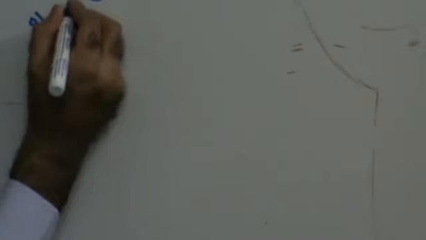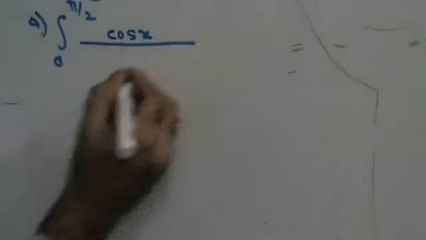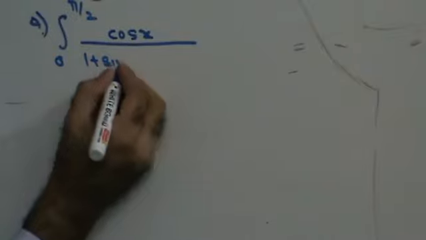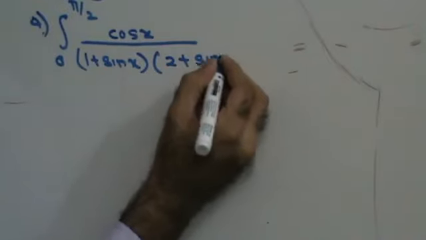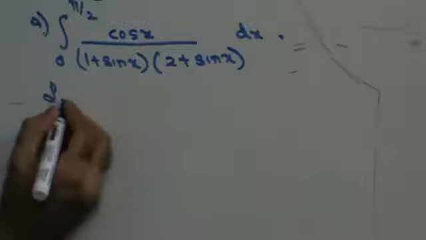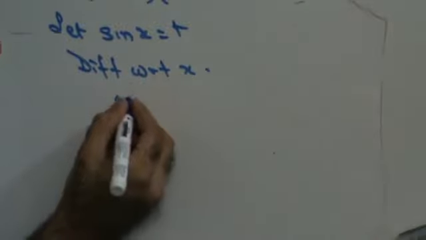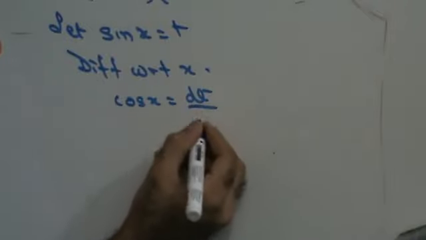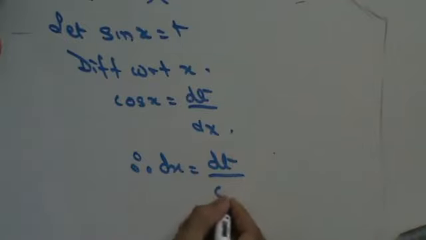Integral of 0 to pi by 2 of cos x upon 1 plus sin x into 2 plus sin x dx. Right? Now first of all I'll say let sin x be equal to t. Differentiate with respect to x. d by dx of sin x is cos x, that is dt by dx, in which case I can therefore say that dx is dt upon cos x. Right?